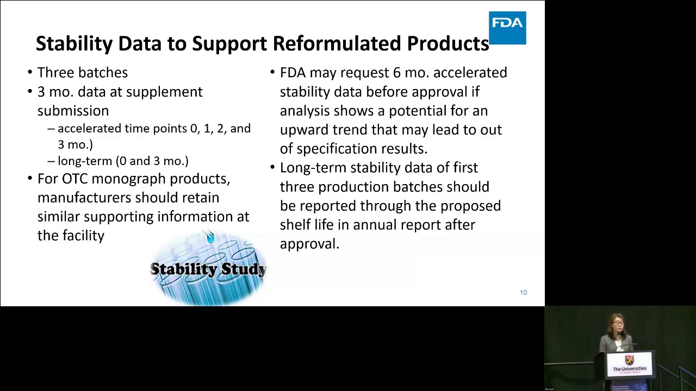FDA may request 6 months of accelerated stability data before approval if the analysis shows that the nitrosamine impurity has a potential upward trend, which may lead to out of specification results. For the long-term stability data of the first 3 batches, this data should be reported through the proposed shelf life in the annual report after the approval. Also, for OTC monograph drug products, manufacturers should have a similar approach and should retain similar documentation at their facility site.